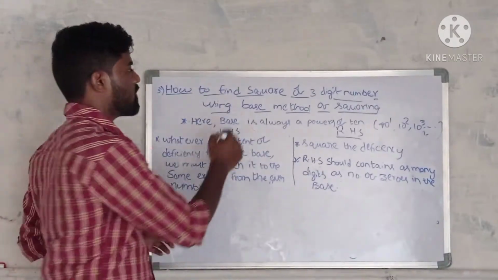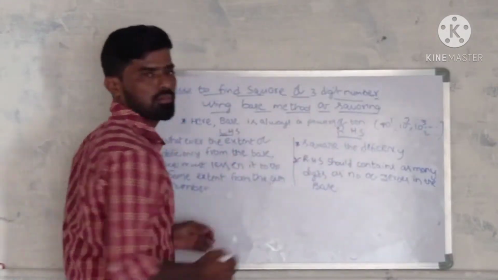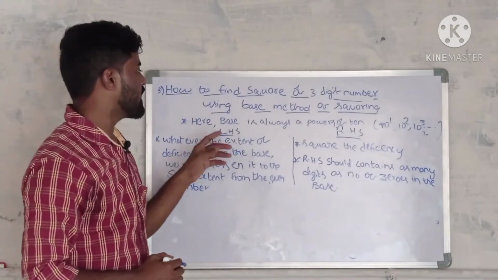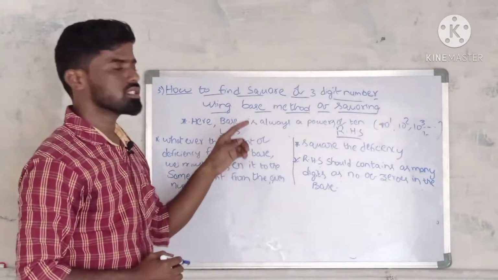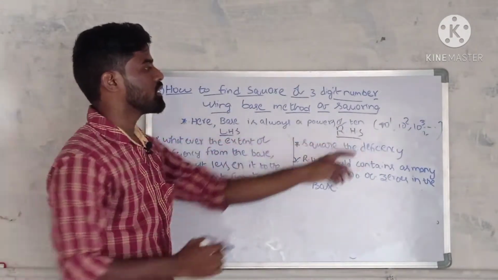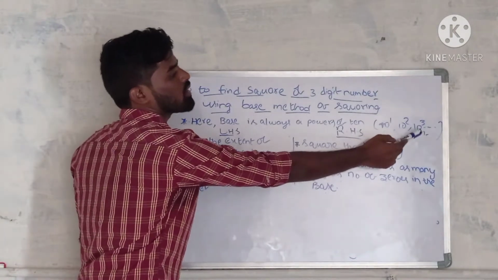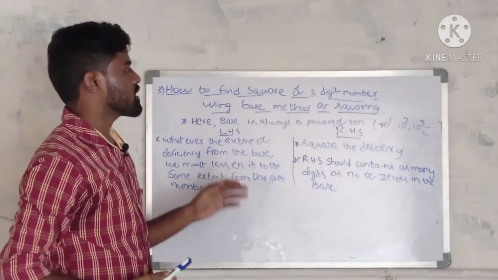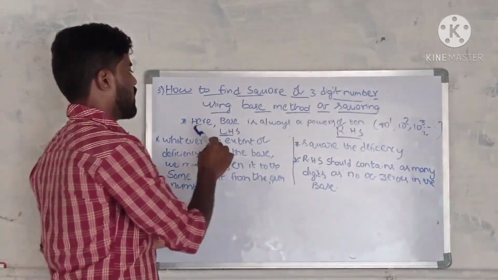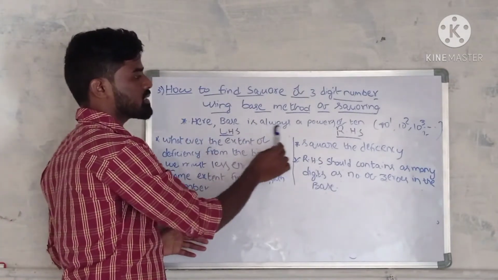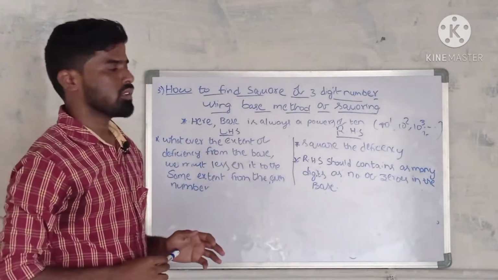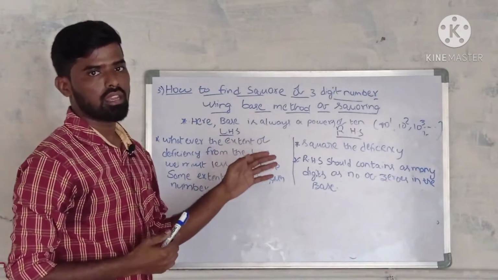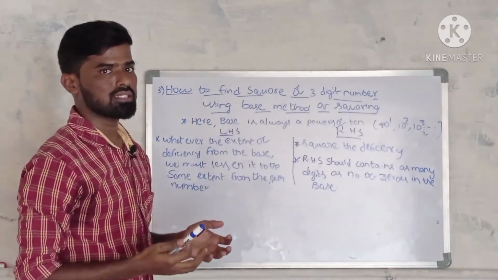We will first see what the base method of squaring is. Base method of squaring means finding the square of numbers which are near to powers of 10, that is 10, 100, 1000 and so on. There are some rules to this topic. The first rule is base is always a power of 10. That means base should be 10, 100, 1000 and so on.